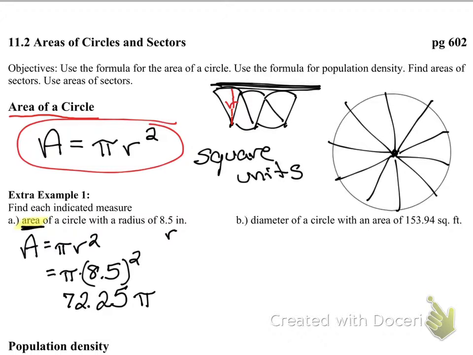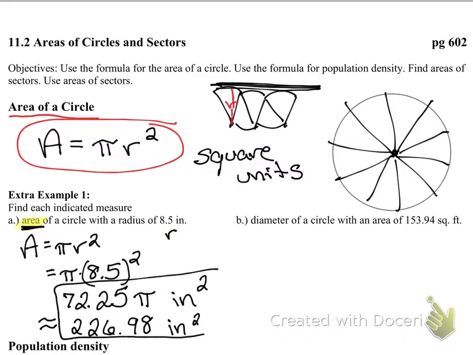Since I'm dealing with area, it's measured in square units. Since we've got inches, my units here would be square inches. And a lot of times with measurements, we want approximately, so I take my 72.25 and multiply it by pi in my calculator, and I get 226.98 square inches. So again, we want both of those answers.